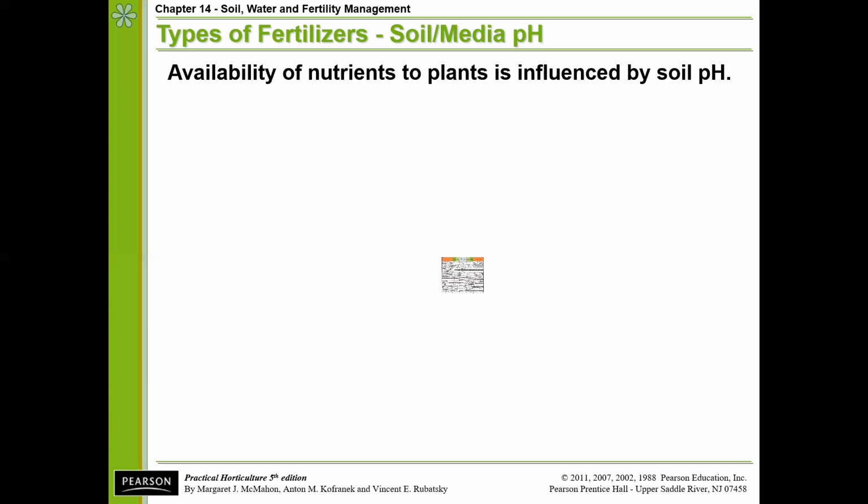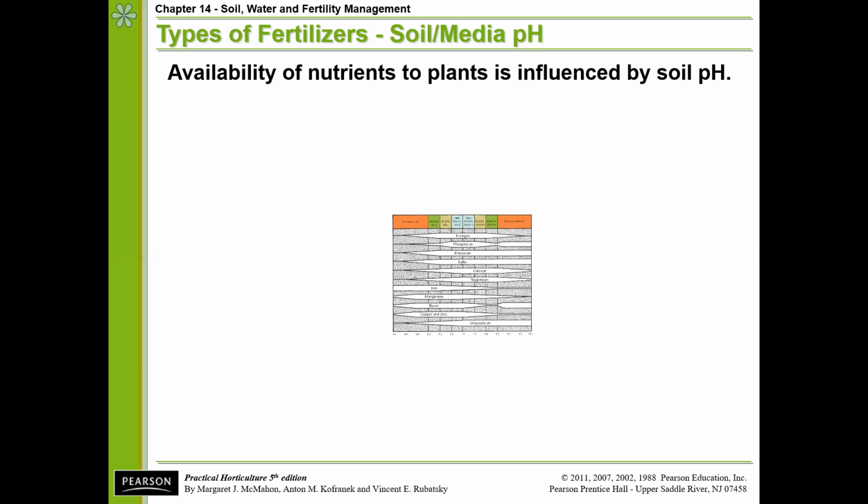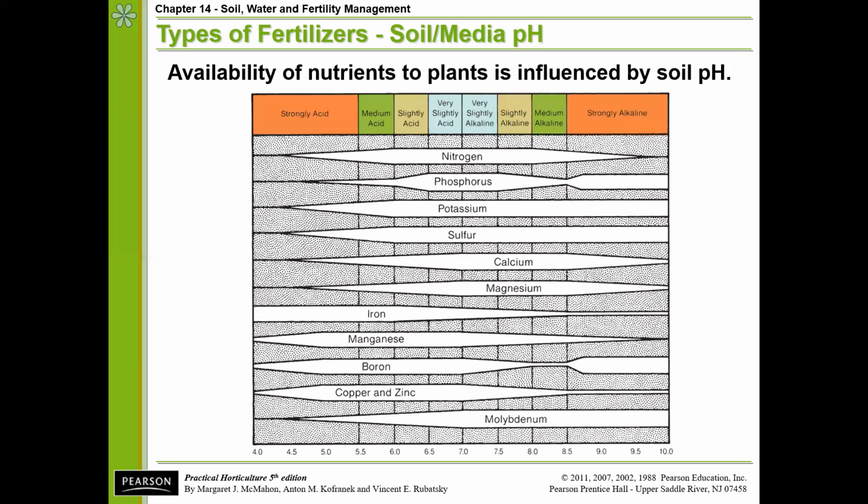I think we already looked at this chart before, but again, the reason that plants need this around neutral is because that's where we have the greatest availability of the widest range of nutrients.